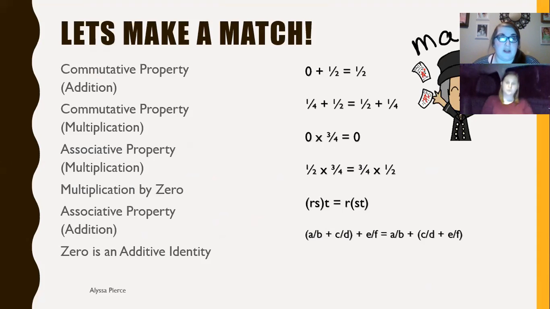We have the commutative property for addition. If you remember, that's just switching numbers around and you're still going to have the same sum. So that would be this one right there.